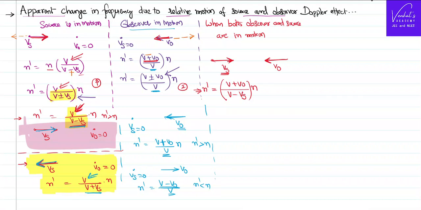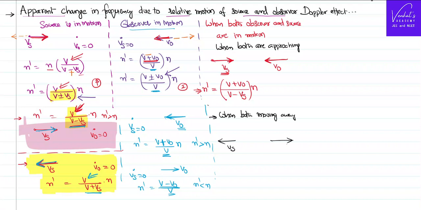Let us write some more possible cases. What I have written so far is when both are approaching. Now let us write a case when both are moving away from each other. The source is going away from you, and you, the observer, are also going away from the source. So what is N dash? We shall remember that the denominator has the source effect and the numerator has the observer effect.